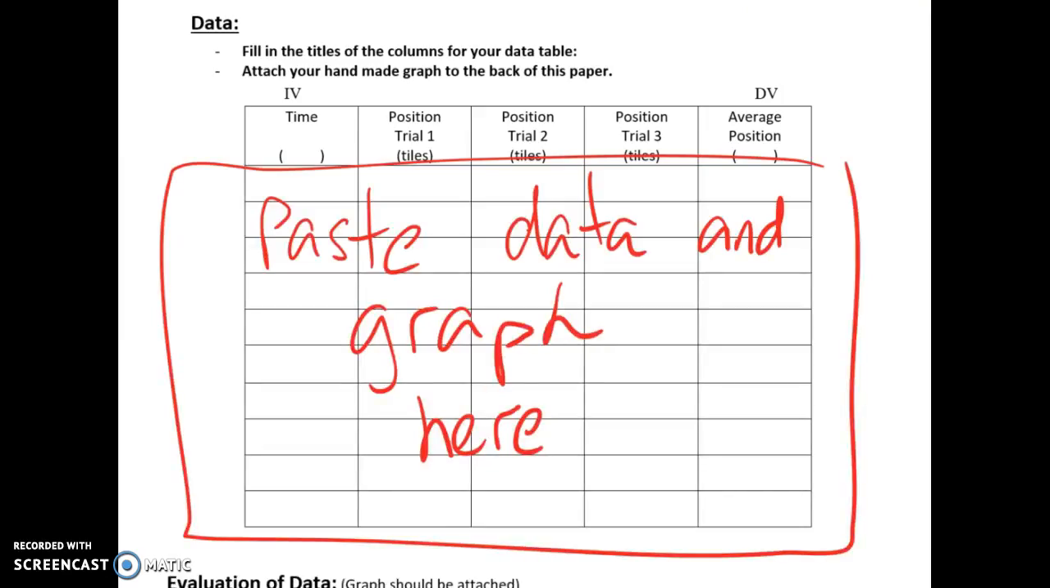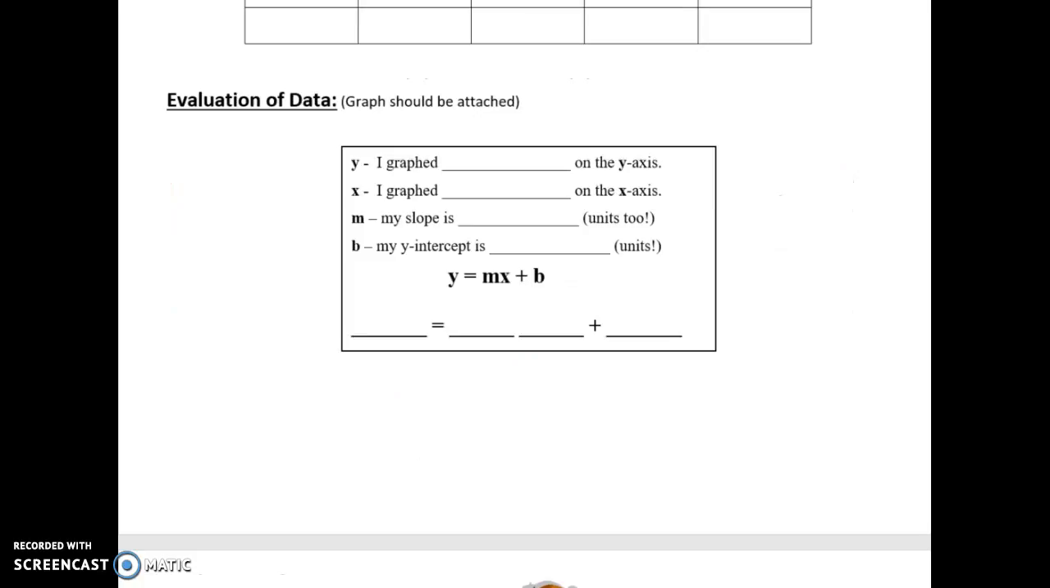On the back of page 1 is the data table that you have already pasted the Google Sheets printout of the data table and graph, and that's where it belongs. Last thing to do with your graph is to get an equation for it. We've used these boxes before. You will write down here what is on the y-axis of your graph, what is on the x-axis. You should see the slope in your equation and the y-intercept, and you're going to write them here with units too for the slope and the y-intercept.